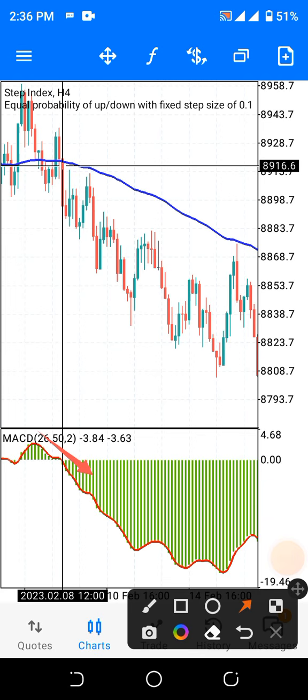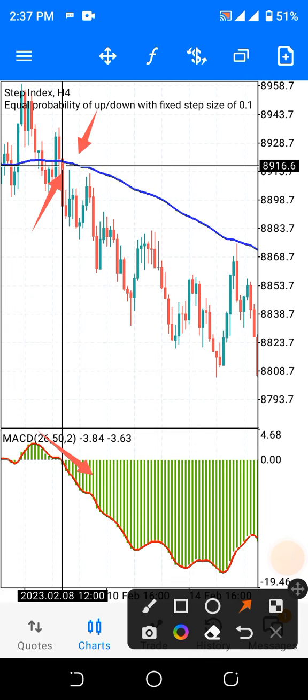Now, there is one condition here. The candlestick must be below the moving average. Do you understand? The candlestick must be below the moving average while the crossing occurs on the MACD indicator. Now, the next thing is where to make your entry. Once you notice the crossing on the MACD indicator, your entry should be where the market retraces back to the moving average.